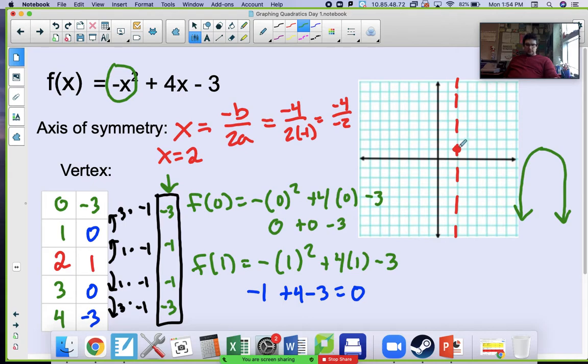Plot our points. 1, 0, so here. 0, -3. You can get your symmetrical points on the graph or from the table. Not my best problem, but there it is. Opens down.